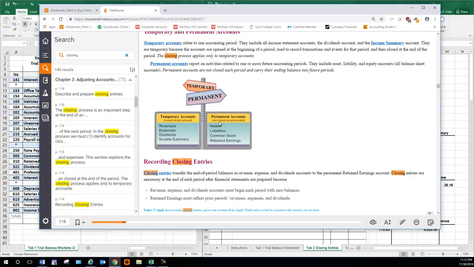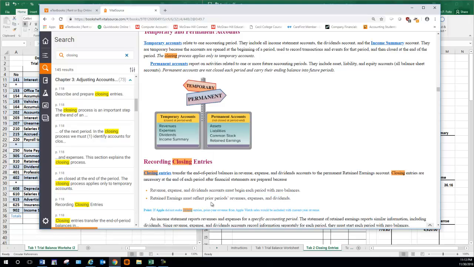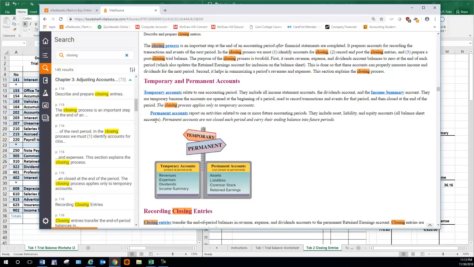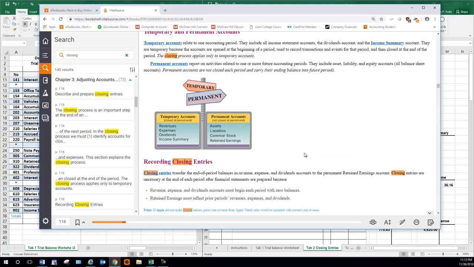So these are not closed at the end of the period, which means, they describe it down here, they say retained earnings must reflect the prior period revenue, expenses, and dividends. Actually, what was I looking for? Something, maybe it's up here. I don't see where it is, but just suffice it to say that the permanent accounts' balances carry forward, their ending balances carry forward and become the beginning balances of the next year.